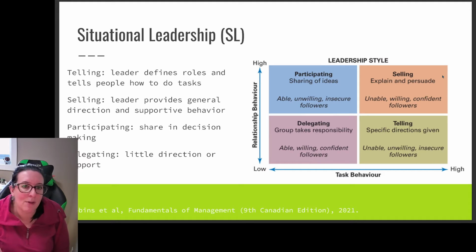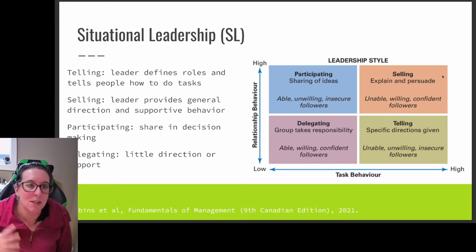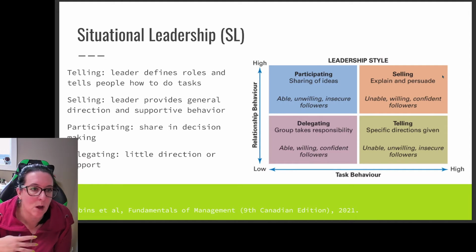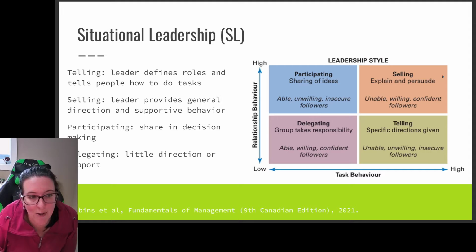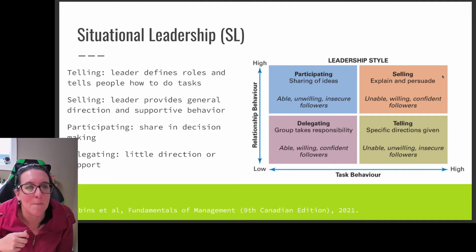Now, if you have a relationship between your employees and your leadership, and there's still a high task, so a lot of direction is needed, then because there's that trust with the leader, it is more of a selling leadership style. So it's more focused on providing more general direction, more supportive behavior, more explaining and persuading. Here's why we're doing things in terms of leading the employees.